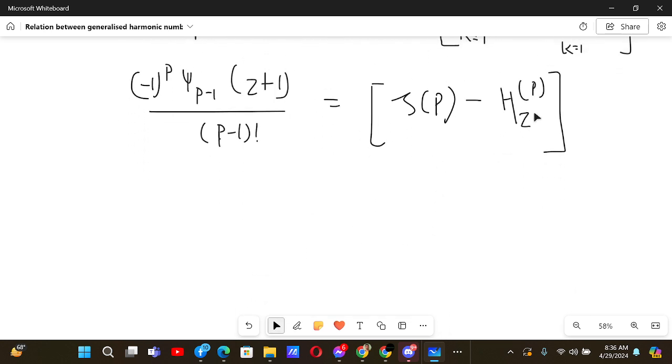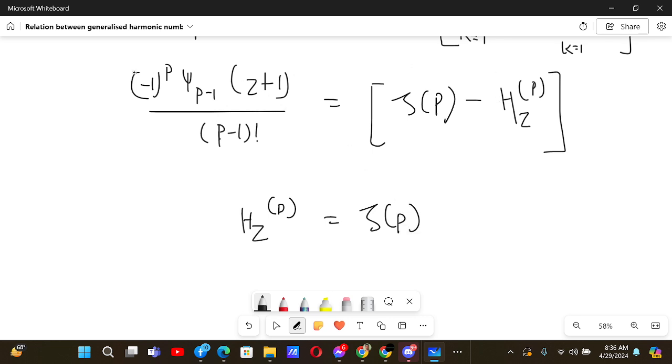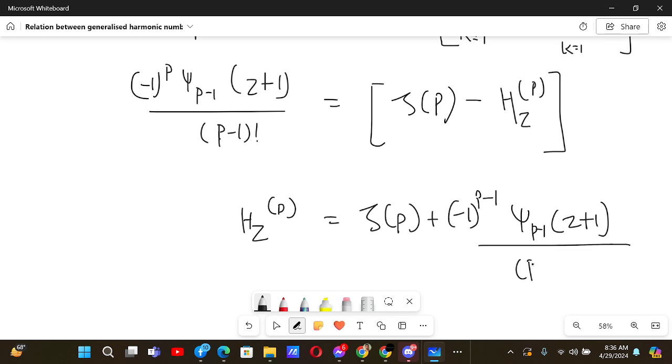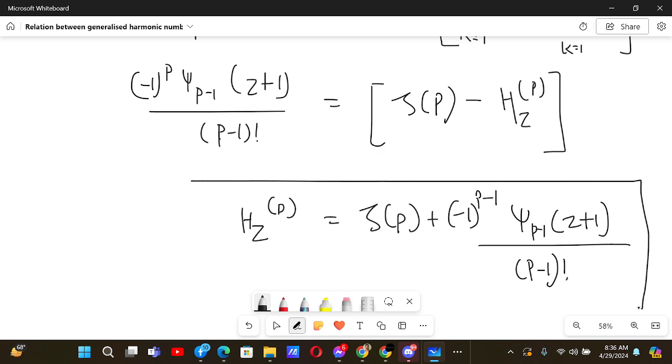And so now we are almost there. If we try to isolate the zth harmonic number, what we get is that the zth harmonic number of order p is Riemann zeta of p. Now if we take this to the other side, the minus sign will change to minus 1 to the power p minus 1, because there's an additional minus 1, and then the digamma p minus 1th derivative at z plus 1, divided by p minus 1 factorial. And you can see that now we have the relationship between the zth harmonic number and the polygamma function.